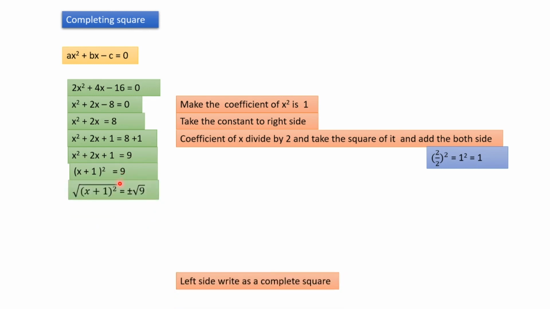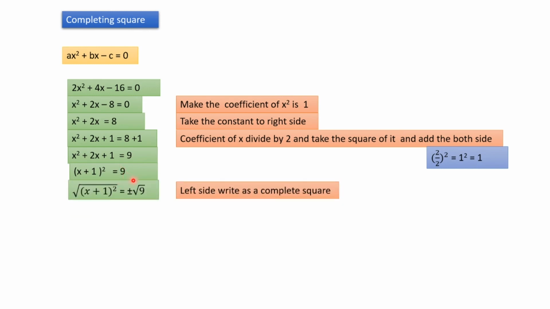Then you have to take the square root of either side. When you are taking the square root of a number, you have to consider plus and minus both. Because if you think about the square root of 4, it will be plus 2 as well as minus 2. Plus 2 times plus 2 is also 4, minus 2 times minus 2 is also 4. So if you take the square root of this, the square root and the square cancel out. Then you just remain with x plus 1. Then the square root of 9 is 3, so you can write plus or minus 3.